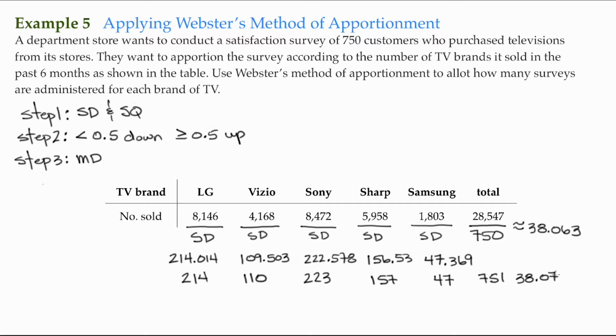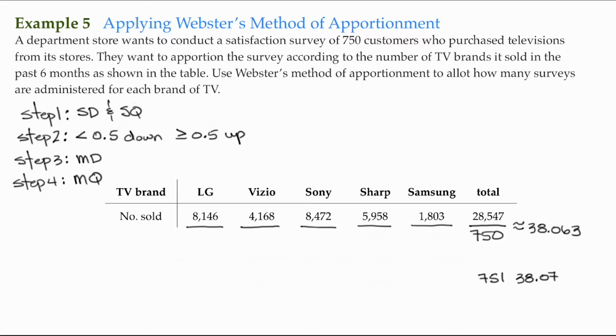So with 38.07, we then come up with step 4, and that is come up with the modified quotas. So then we go through this again. So now we use our modified divisor here. I'm just going to mark it as MD. And now we're going to take 8,146 and we're going to divide it by our modified divisor here of 38.07. We wind up dividing this by 38.07 and we come out with 213.974.